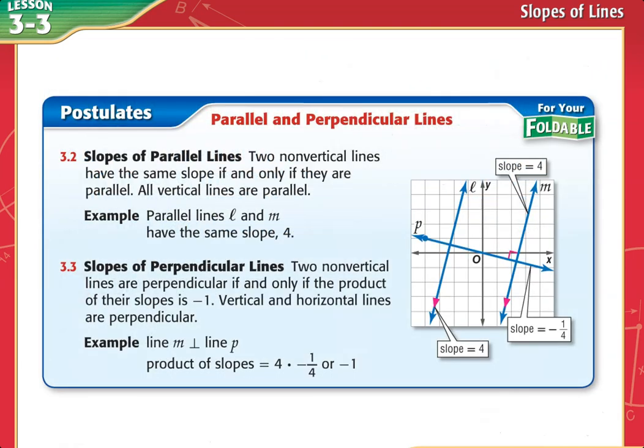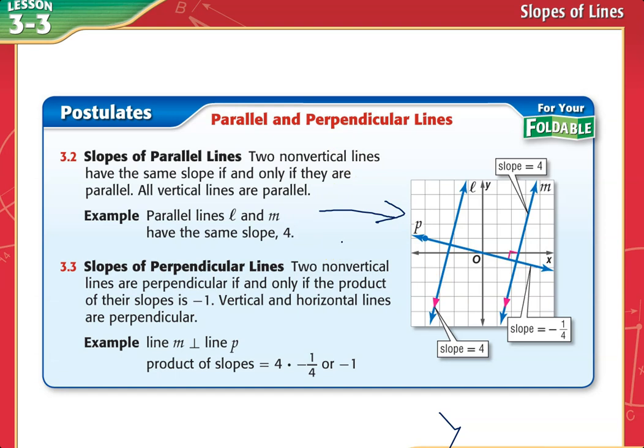All right, postulates, parallel and perpendicular lines. Slopes of parallel lines: two non-vertical lines have the same slope if and only if they are parallel. All vertical lines are parallel. So parallel lines L and M, over here in the graph, have the same slope. They have a slope of 4.